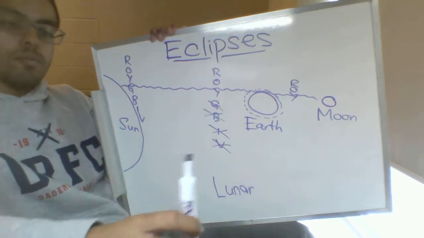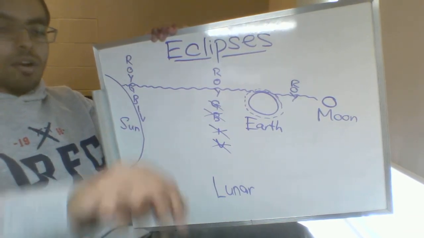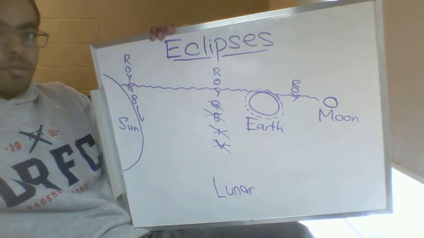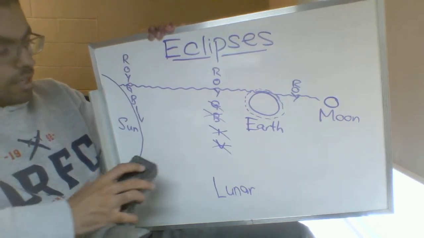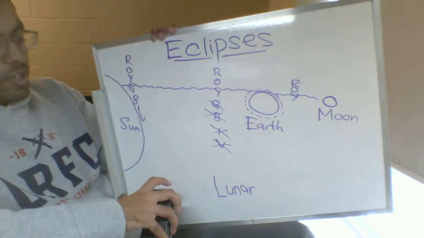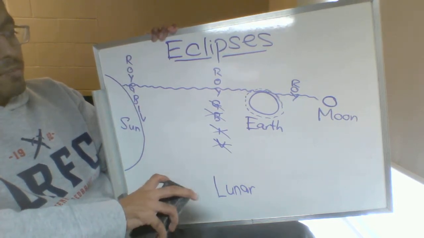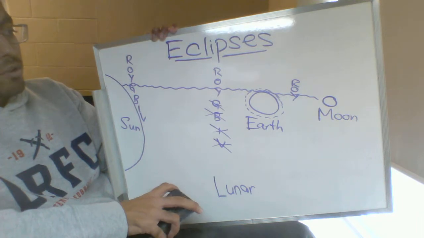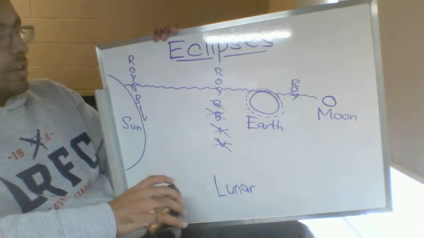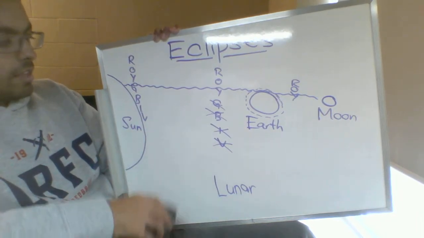There was a lunar eclipse a few months ago. I don't know if any of you were up at night to see that one. It was quite orange that night. So this is the first type of eclipse. This is a lunar eclipse when the moon is completely shadowed by the Earth. So the Earth comes in between the sun and the moon.